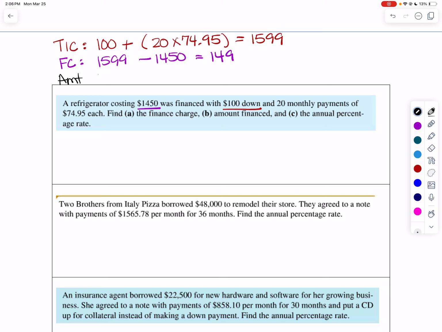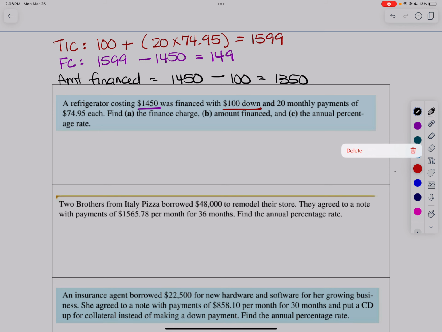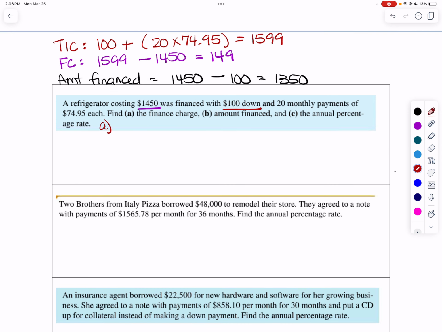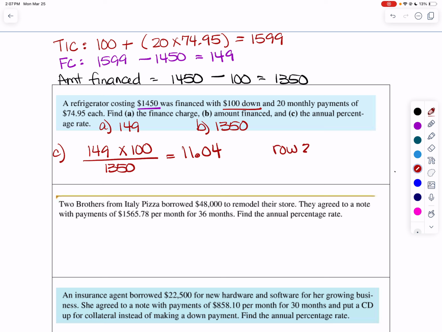Then the amount financed is the $1,450 minus the down payment, so $1,350. Okay, so part A, the finance charge, was $149. Part B was $1,350, and part C, we will take the finance charge times 100 divided by the amount financed. And so we will get $11.04. So we are going to look on our table, row 20.